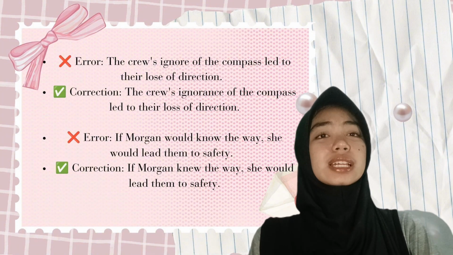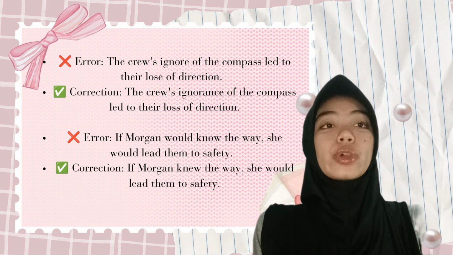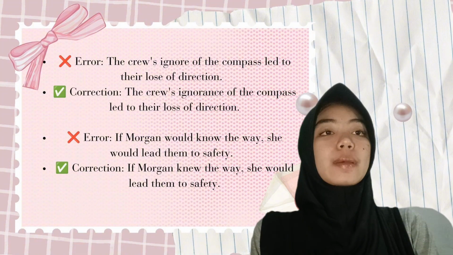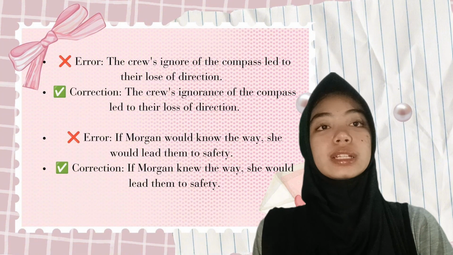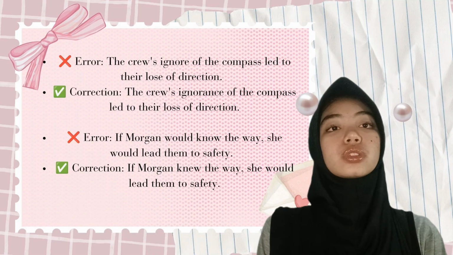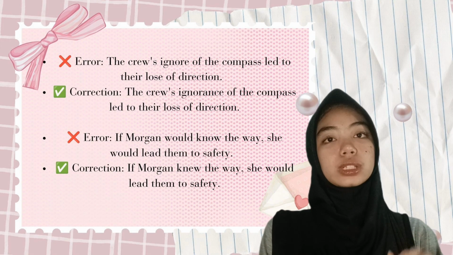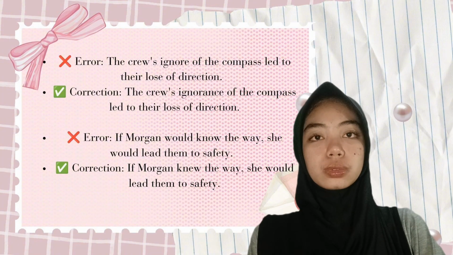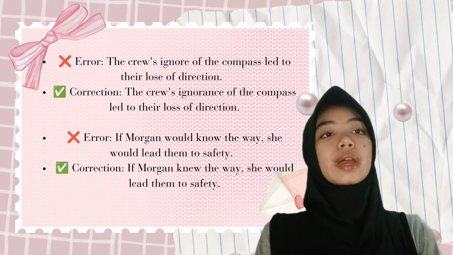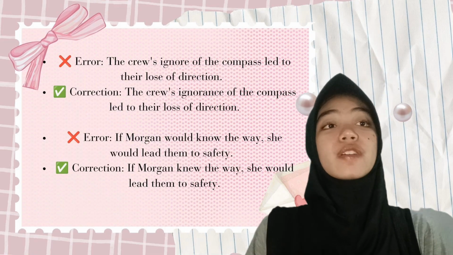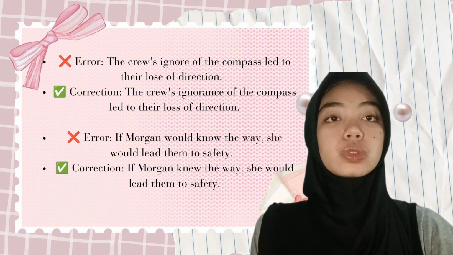In the sixth sentence, we encounter a conditional type 2, which describes a hypothetical situation in the present. The error is the use of would know inside the if clause. The if clause in type 2 must use the simple past tense. Therefore, the corrected sentence is, if Morgan knew the way, she would lead them to safety.